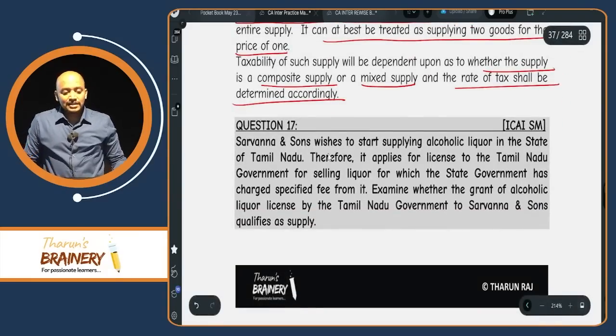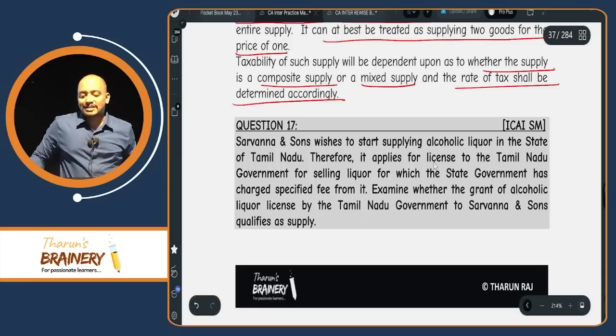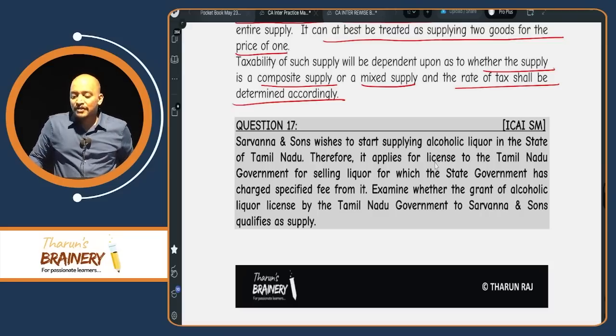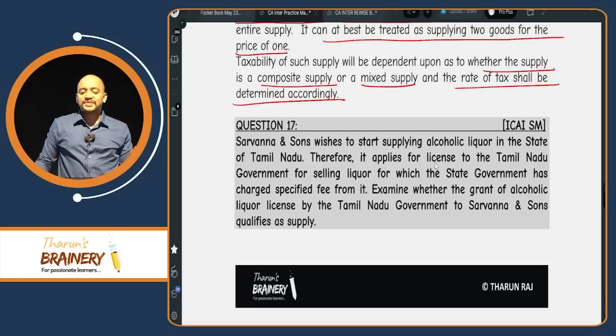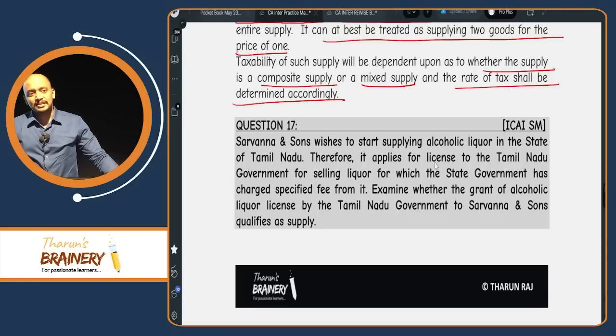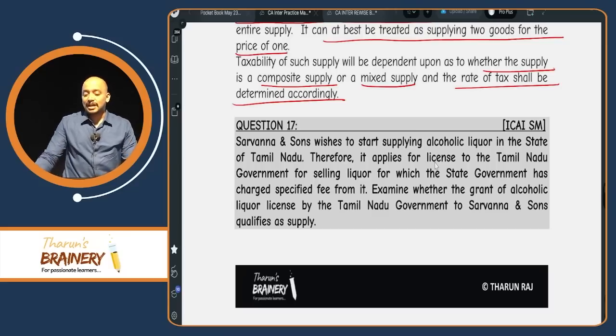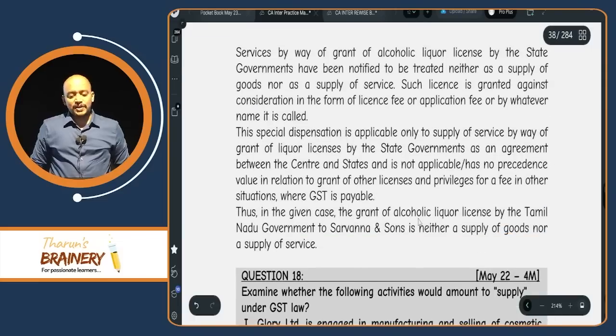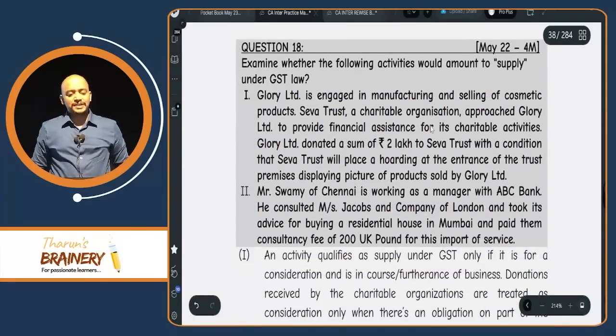question number 17. Sarvana and Sons wishes to start supplying alcoholic liquor in the state of Tamil Nadu. Therefore, it applies for license to Tamil Nadu government for selling liquor, for which the state government has charged specified fee from it. What is this known as? Liquor license granted by state government. That is what? Covered under supply, excluded from supply? Excluded from supply, as per section 7(2) read with Schedule 3. It is excluded from supply. And that is what we need to write: neither supply of goods nor supply of service.